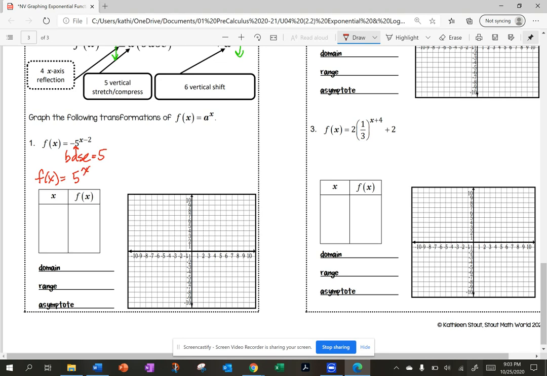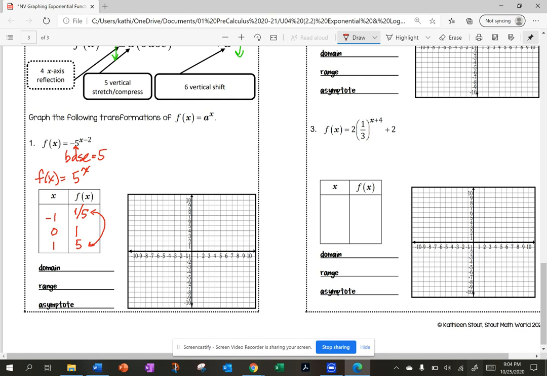I'm going to graph three points for the parent function: x equals -1, 0, and 1. I'm just substituting these into my parent function equation. I think it's easiest to start with 1. 5 to the 1 power is 5. 5 to the 0 power is 1. Anything raised to the 0 power is 1, except 0. And then 5 to the -1 power is really 1 over 5. I want to notice that these two are reciprocals of each other. That's really important.